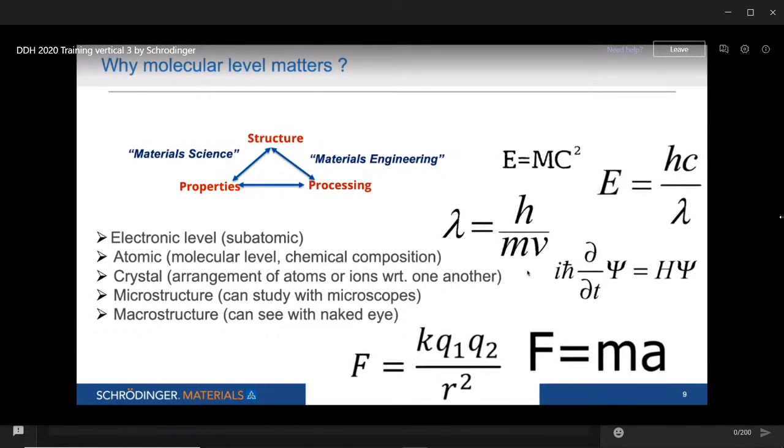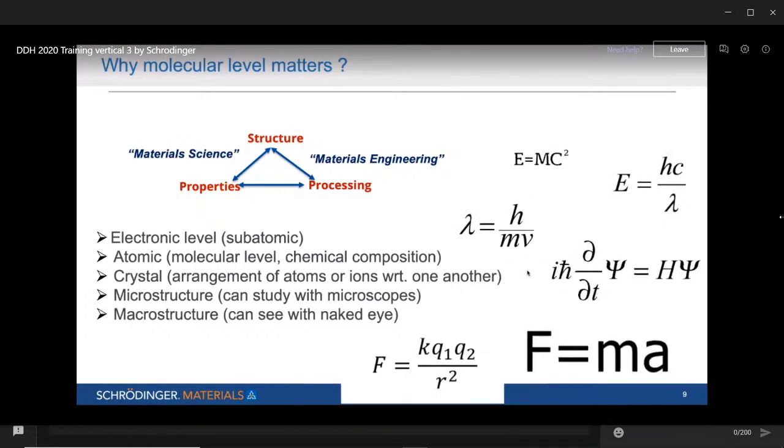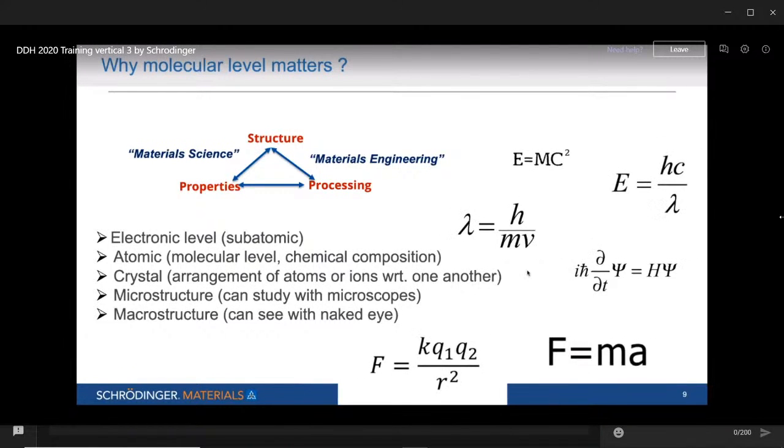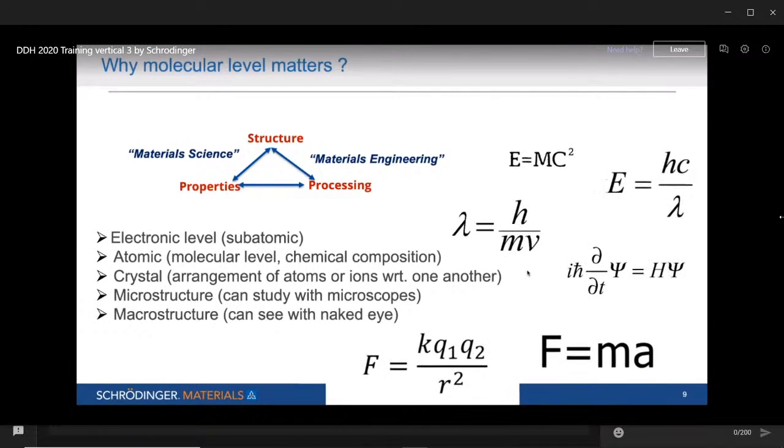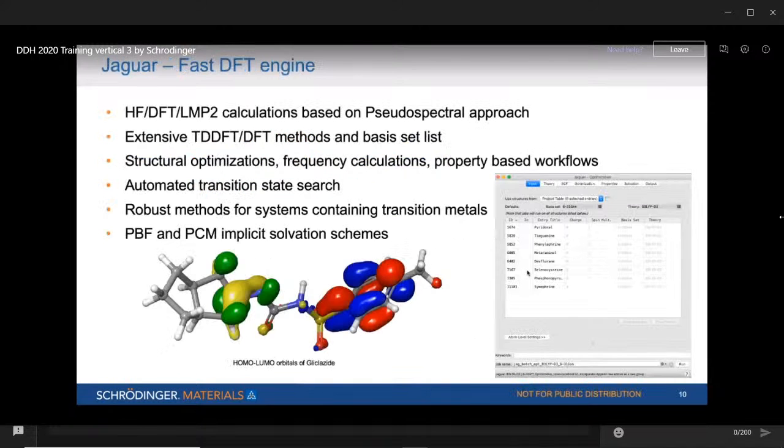The same way, how a drug molecule interacts at the binding pocket, how a drug molecule prevents the conformational change of the protein structure. Everything can be traced back to the molecular level interaction or the subatomic level interaction. For that matter, we have to really understand and spend time on the subatomic level. That's why quantum mechanics matters. Okay. As I told, in Schrodinger, we use Jaguar, which is probably the fastest DFT engine available.